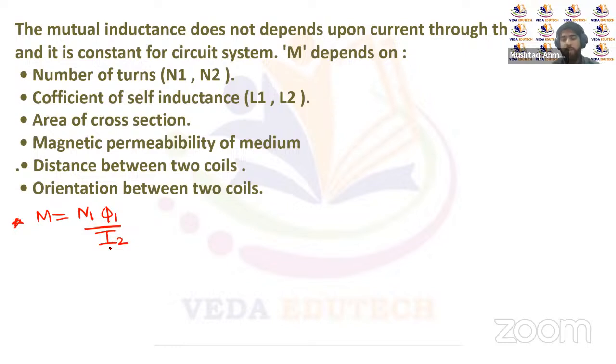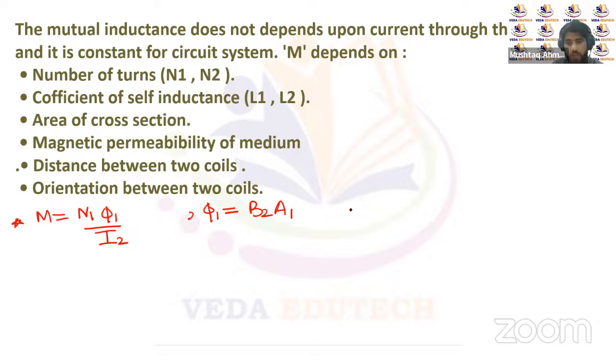Now phi 1 is the flux through the primary, and this flux is because of the external magnetic field. That magnetic field is because of the secondary coil. So we can write phi 1 as the magnetic field because of the secondary coil, that we write as B2, multiplied by the area of the primary coil, A1. B2 A1 will be the flux linked with the primary coil because of the secondary coil, right?